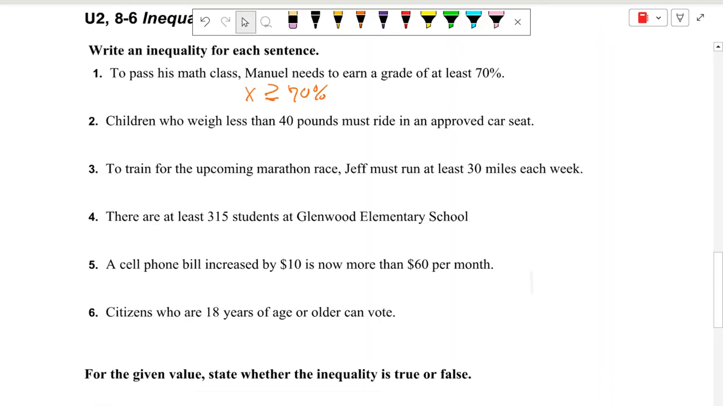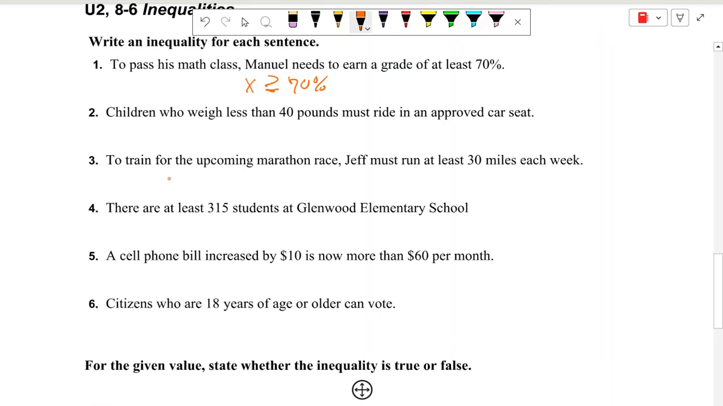If you look at number 3, to train for the upcoming marathon race, Jeff must run at least 30 miles each week. So that would be X, and the minimum is 30, so he'll take the 30 or equal to.